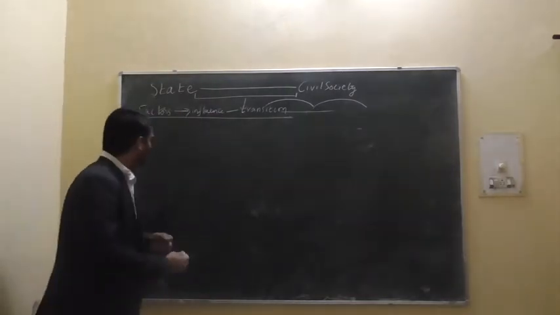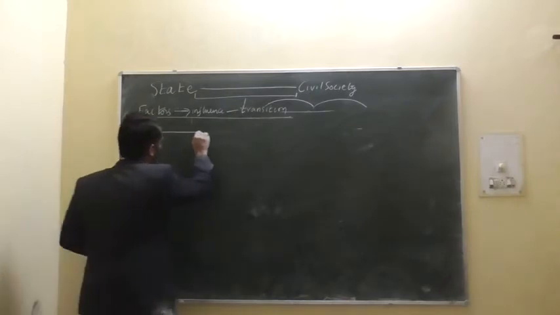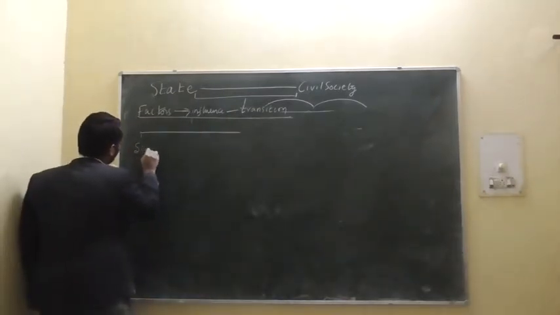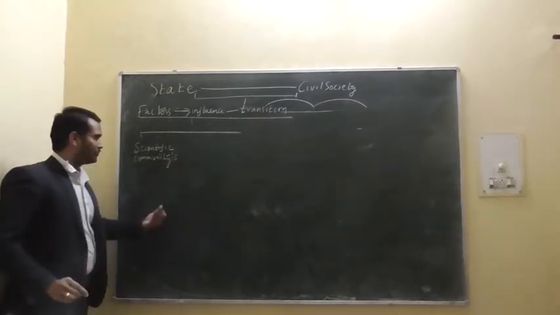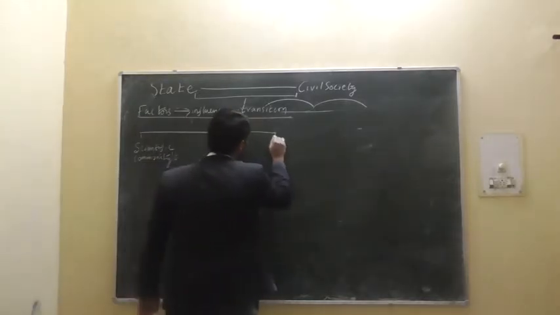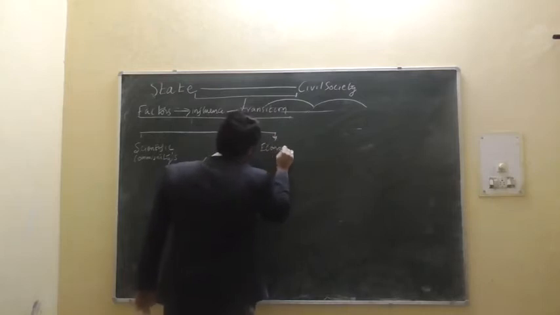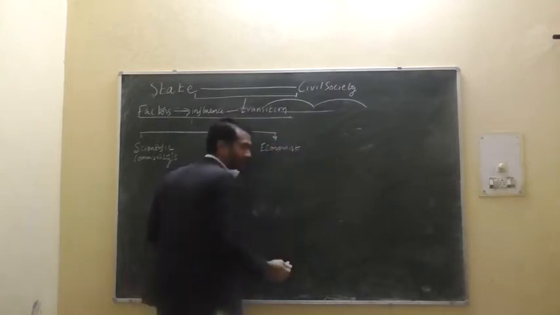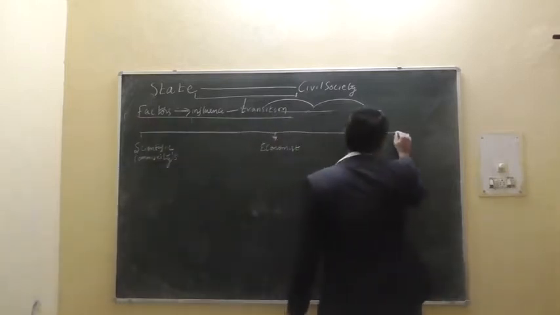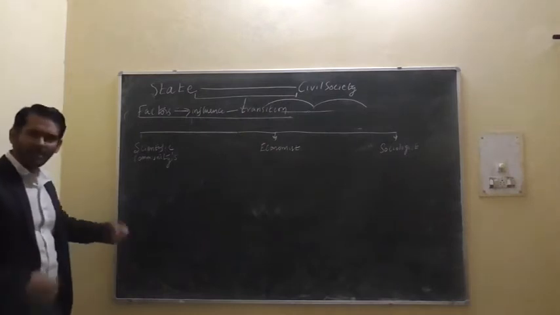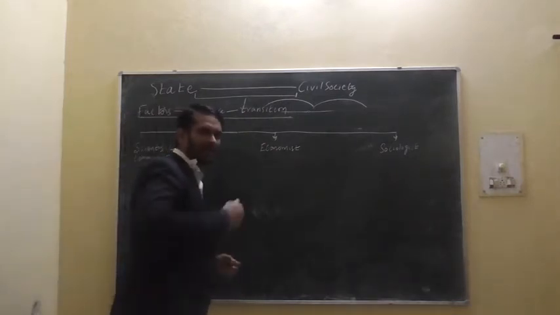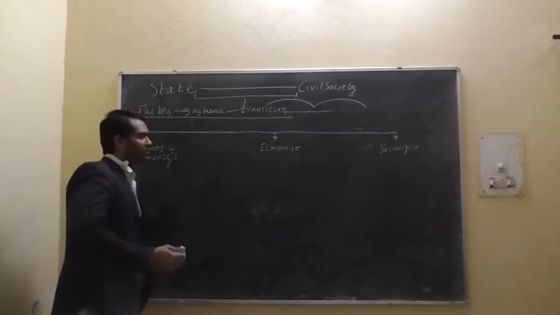The first is the scientific community's point of view. The other one is the economist's point of view. The third one is the sociologist's understanding of this transition. Today I'll give an overall outline, and then slowly, in the next class, I'll go much deeper.